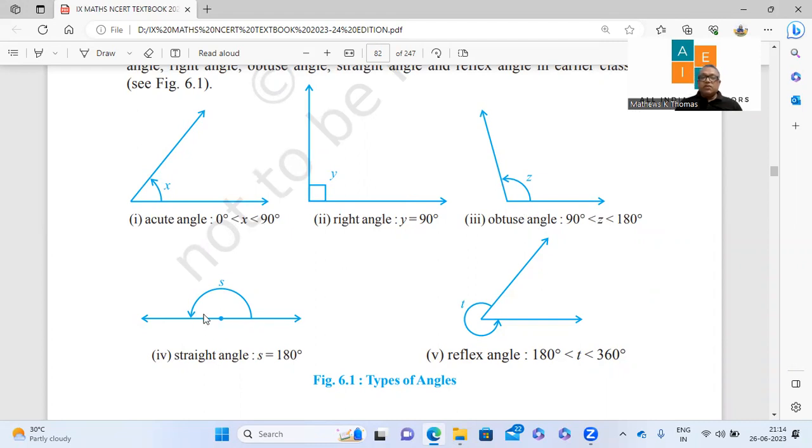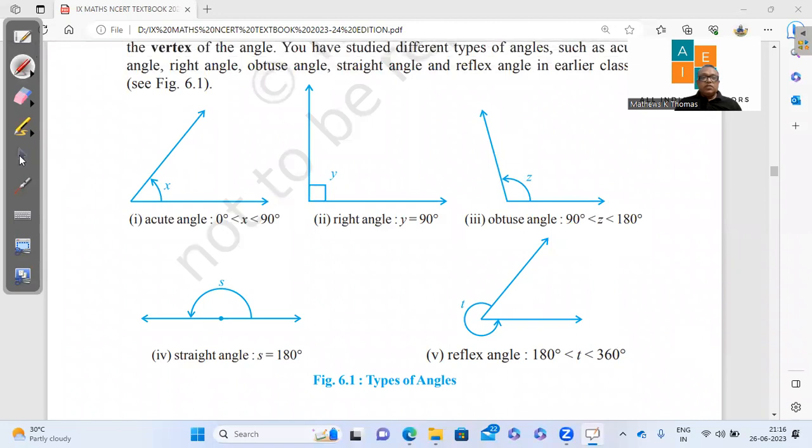And here we have a straight angle which is equal to 180. Anything which is more than 180 and less than 360 is called a reflex angle. And of course, if it is exactly 360, that is called a complete angle, right? So acute, right, obtuse, straight angle, reflex angle, and complete angle, that is full 360 degrees. So these are the different types of angles.